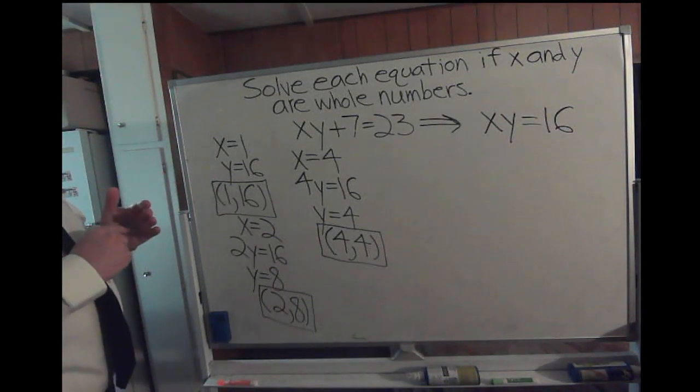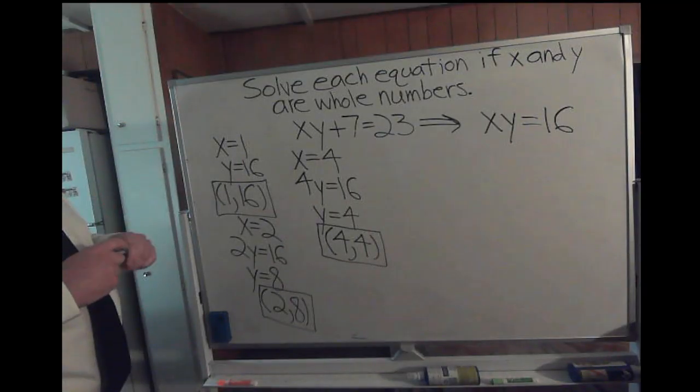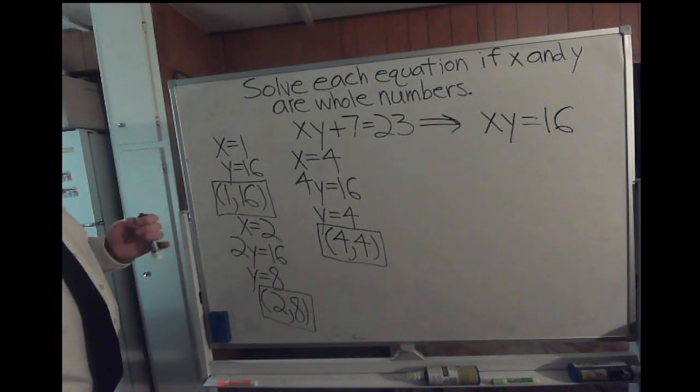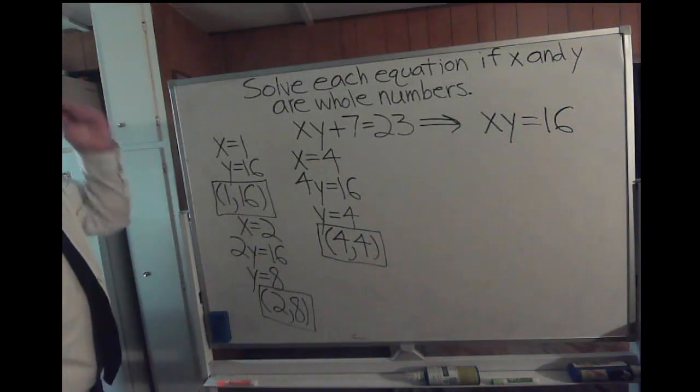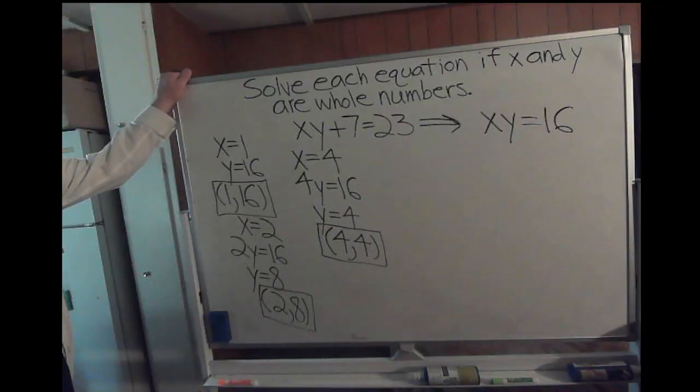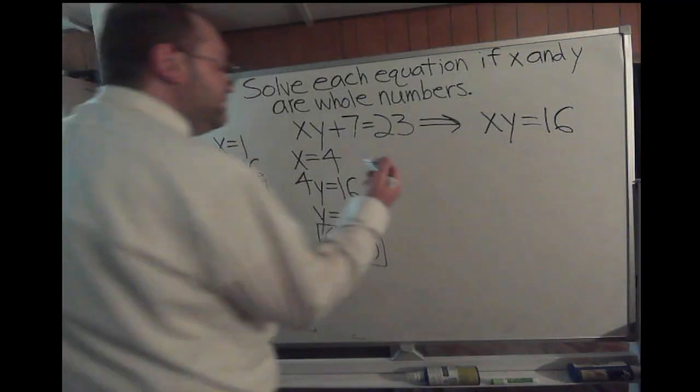So let's take x equals 5. You'd have 5y equals 16, giving you y equaling 16 fifths. Also not a whole number. That's not going to work. How about x equals 6? You would get 6y equals 16, which would mean y equals 16 sixths, which would reduce to 8 thirds, which is also not a whole number. How about x equals 7? You would get 7y equals 16, which would mean y equals 16 over 7. Also doesn't work, not a whole number. But how about if x equals 8?